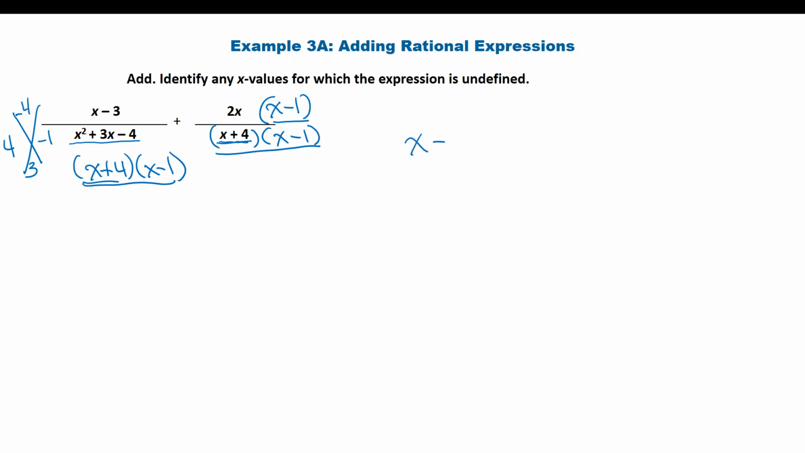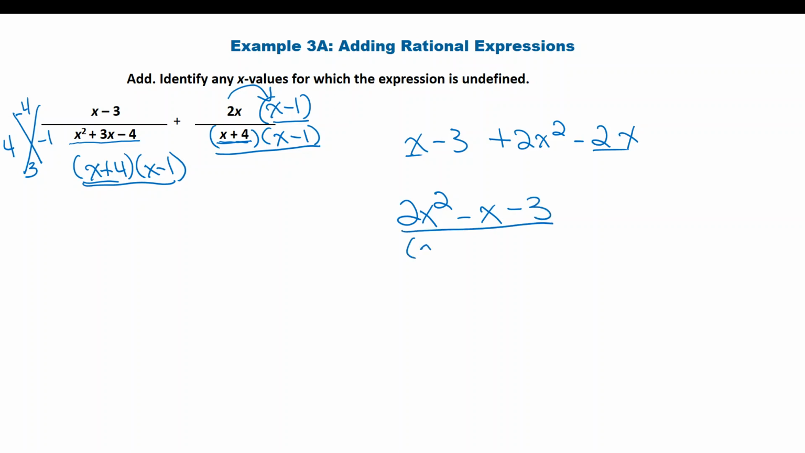So I'm going to have x minus 3 plus, and I'm going to go ahead and distribute that. That's going to be 2x squared minus 2x. So x minus 2x, got to pay attention to that, 2x squared minus x minus 3 all over my denominator, which is now common, x plus 4 times x minus 1.